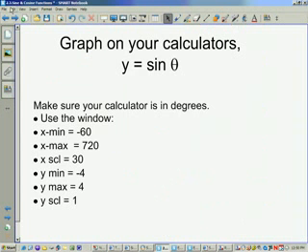Alright, so now I want you to graph sine of theta on your calculator. Now do that with x-min at negative 60, x-max 720, y-scale of 30. Let's go from negative 4 to 4 on the y's, and let's go up by 1. Now your calculator won't let you type in theta, so just do y equals sine x.